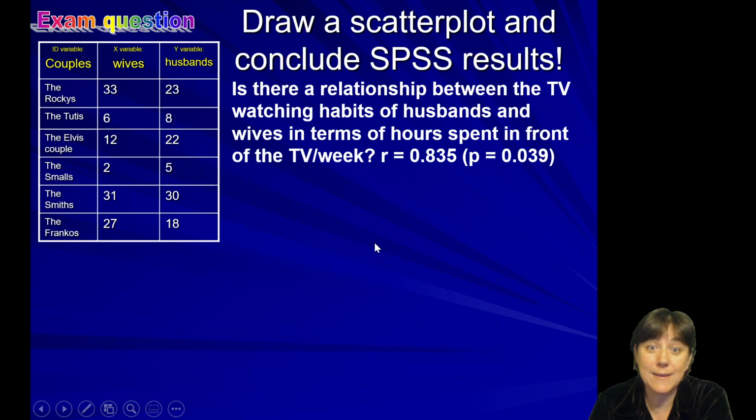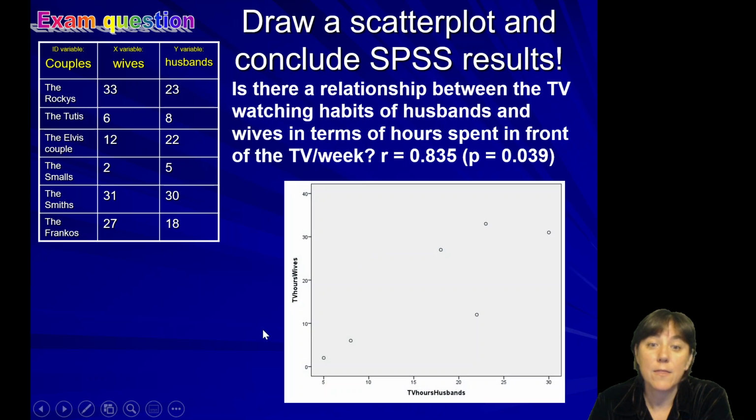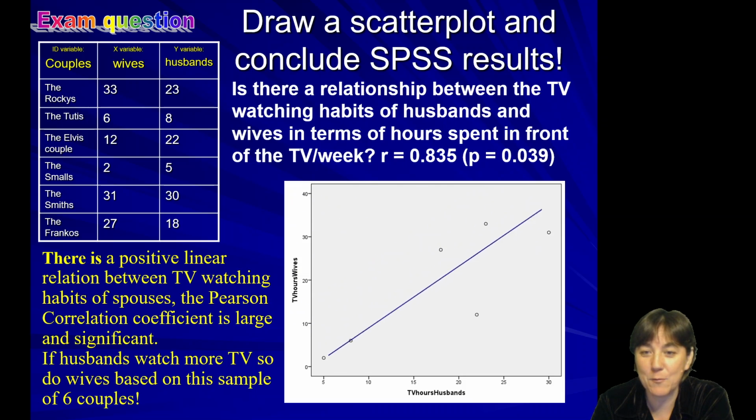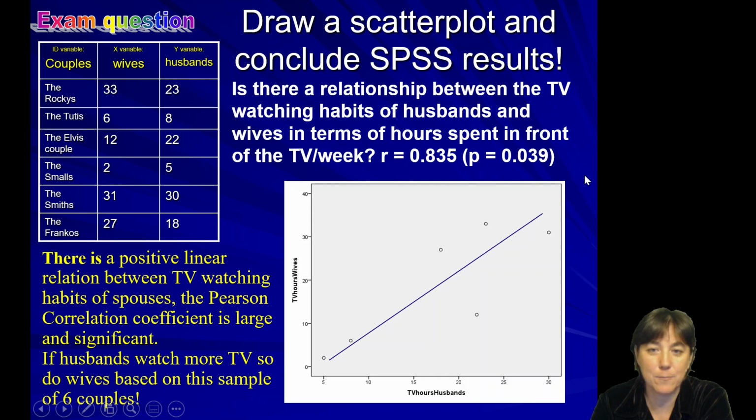Unlike IQ, these seem to be correlated. The more TV the husband watches, the more TV the wife will watch, with him or without him, but we see a positive trend. The correlation coefficient is large because it is close to 1, and significant. Look at the p-value. So this is the way to conclude this typical exam question. You don't have to draw a line. I'm just putting it there for you to see that it's a positive trend.